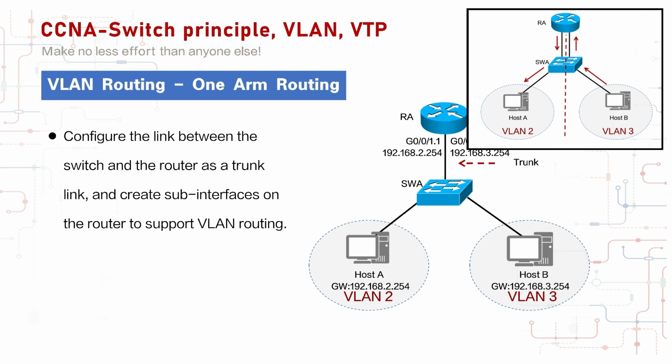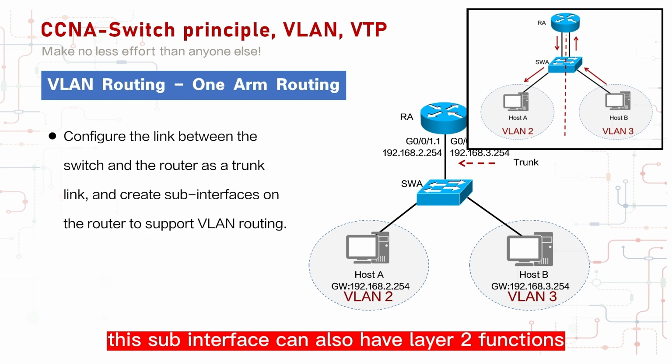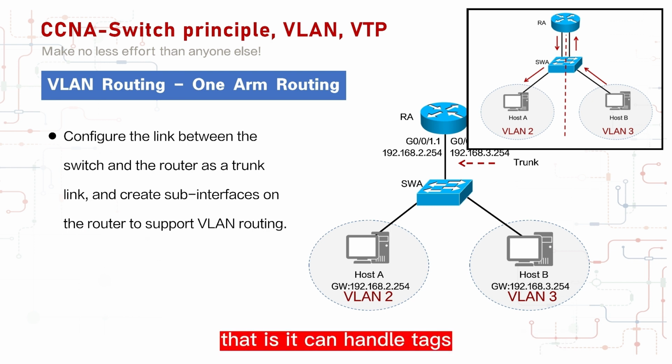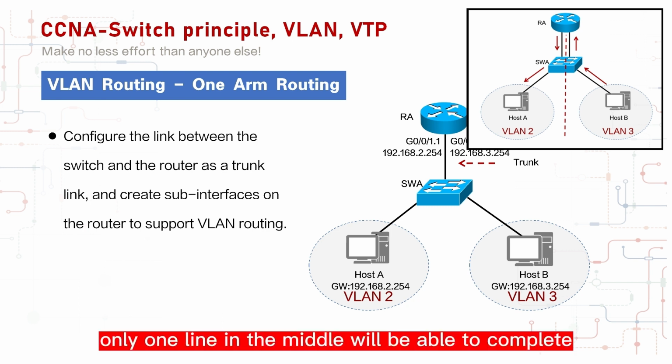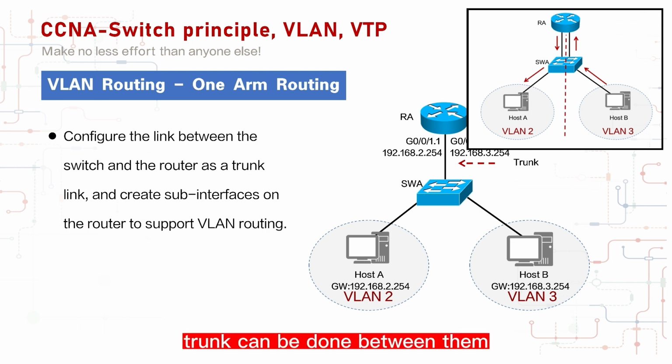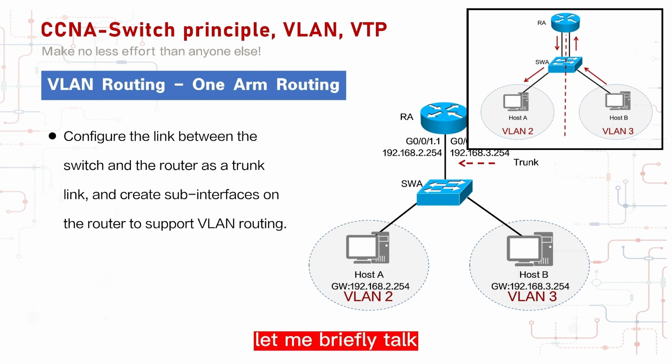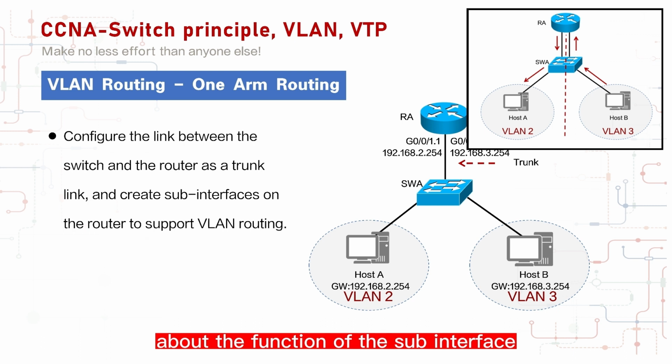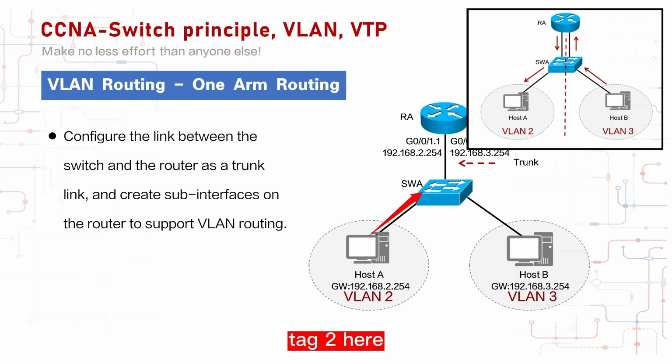Secondly, this subinterface can also have layer 2 functions. That is, it can handle tags. Now it means that only one line in the middle is needed to complete this. Trunk can be done between them. Let me briefly talk about the function of the subinterface. It now receives data. This is the access interface. Tag 2 here. Through this router.